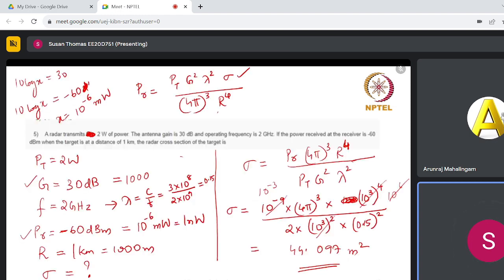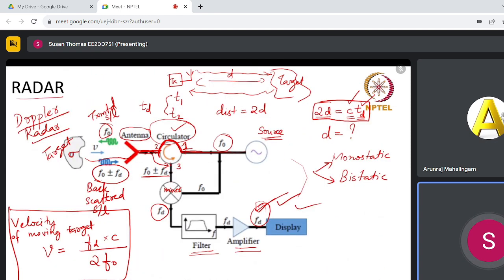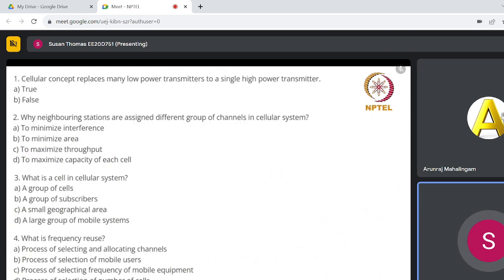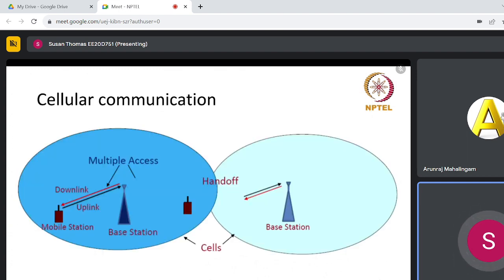So now I think the questions on radar are over. Now we will move to a few questions on cellular communication. Before I start with questions on cellular communication, I would like to give a brief on it. As you know, we always want to have a higher system capacity with a limited radio spectrum. In a cellular system, general terminologies are all known.